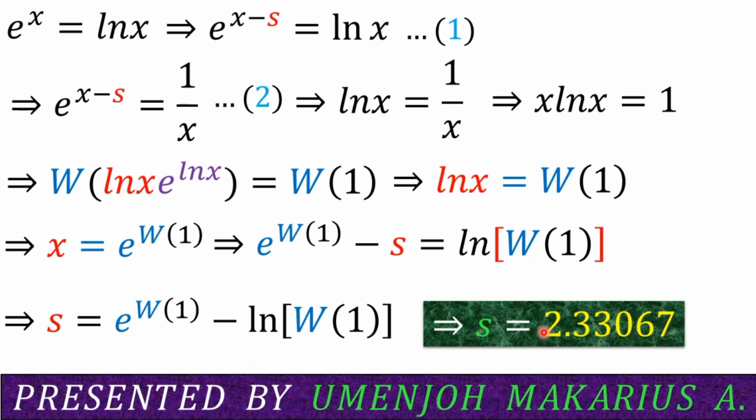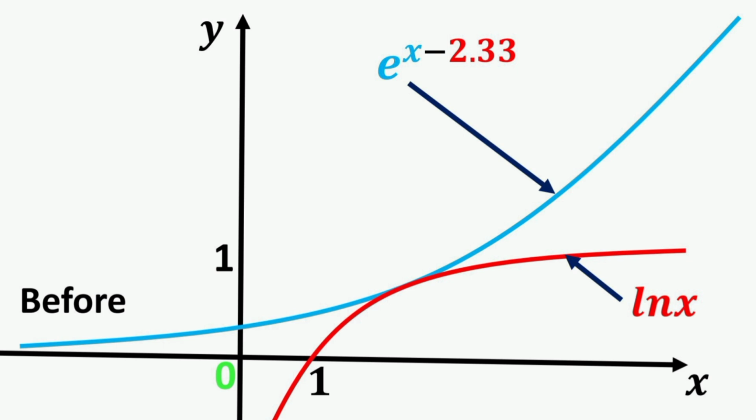Okay, now this is it for the video. Let's have the graph when you use the value of s. This is how it looks. Great. Do you see that the two curves now touch each other, like they are now acting as tangents to each other, right? Great. That's it for the video.